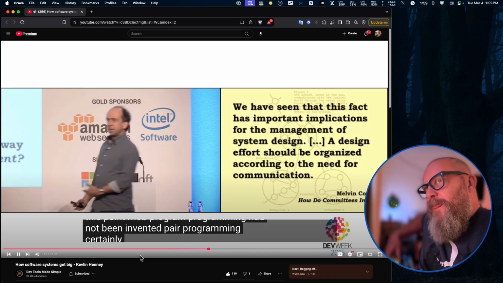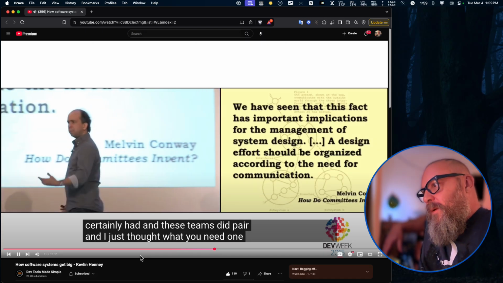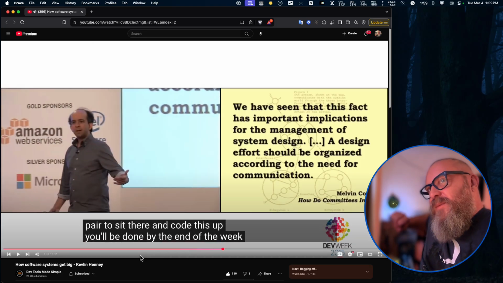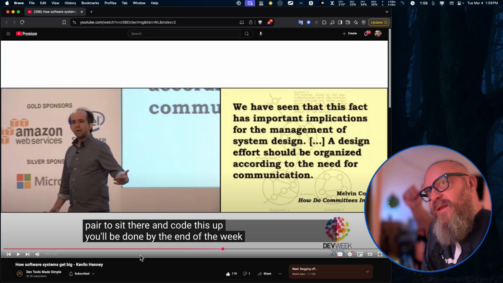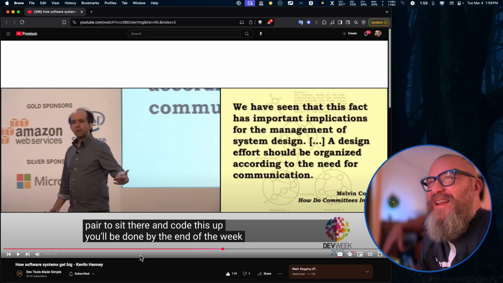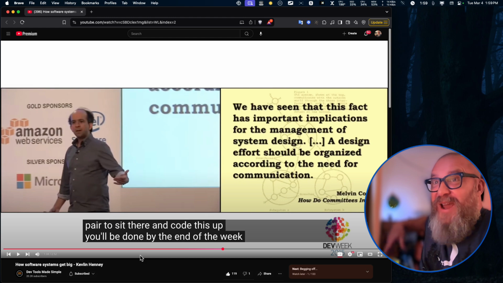Let's keep going. Pair programming certainly had been around, and these teams did pair, and I just thought, you need one pair to sit there and code this up. You'll be done by the end of the week. Right, that's Kevlin. You're not. But what about the 6 other people? How are we going to justify the head count for the VP? So when we have to scale this thing up, I don't have to get rid of these people now and hire them later. Kevlin, you're not helping, sir. You're not respecting the business environment. You have to respect it.